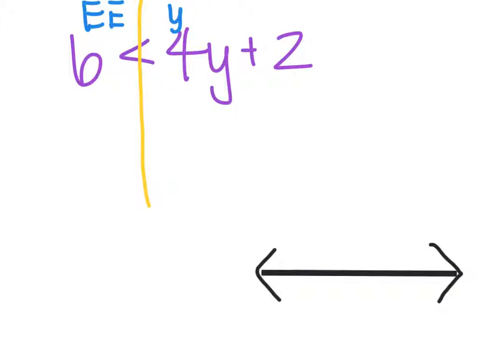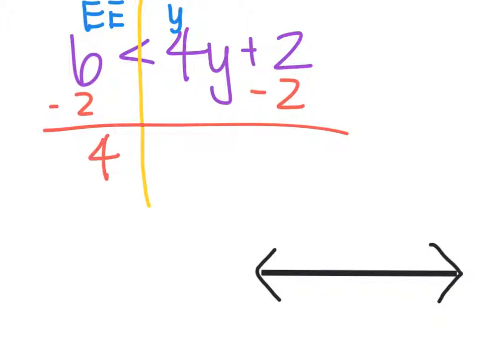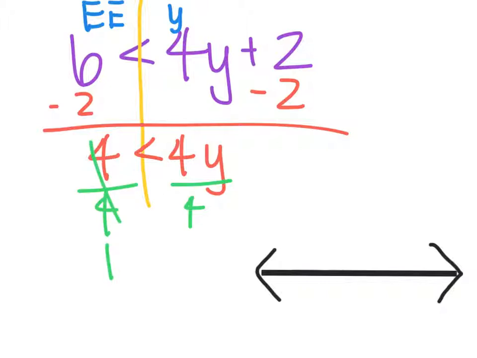So to get y by itself, I need to get rid of this 2. So I'm going to minus 2 from both sides. 6 minus 2 is 4. And so I get 4 is less than 4y. And then my final step is to divide both sides by 4. Well, 4 divided by 4 is 1. So I'm left with 1 is less than y.